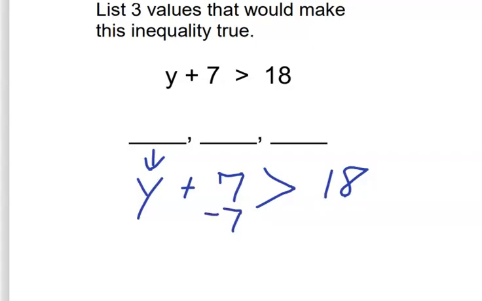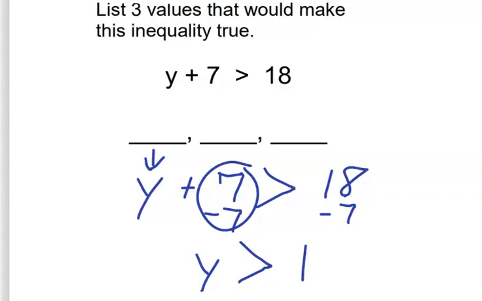Remember, we're going to do the opposite operation. So if you have 7 of something, to get rid of it, you have to subtract 7 of it. So let's do that to both sides. We have y on this side is greater than a positive 7 and a negative 7 are wiped out. So there's nothing left there. Then we're just left with 18 minus 7, which is 11.